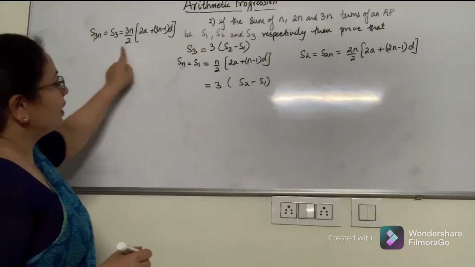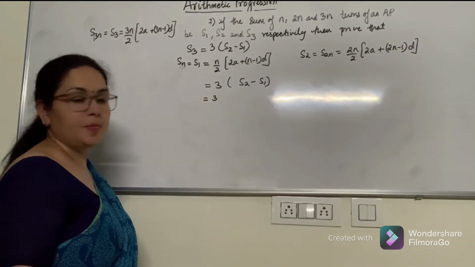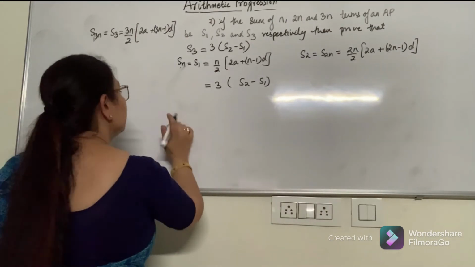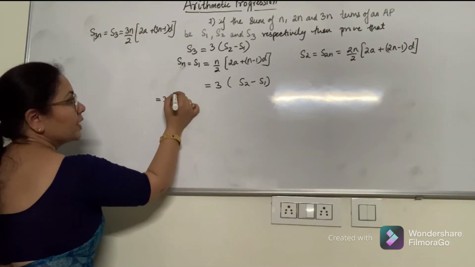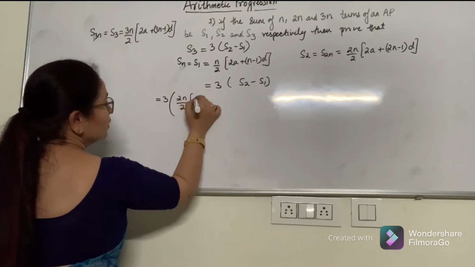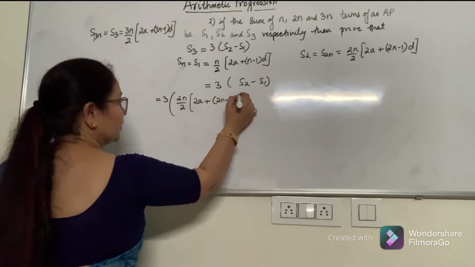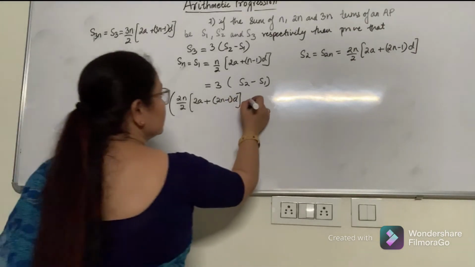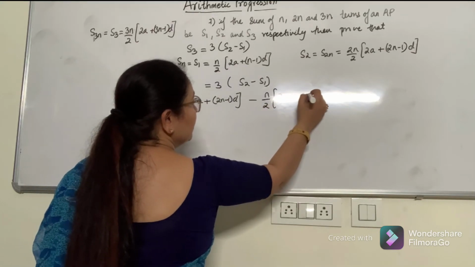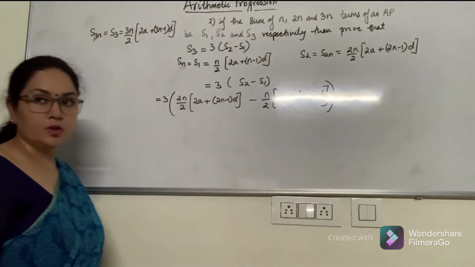So we'll check again and again when we'll be calculating this. So 3 thrice. I'll write it here. Okay, this is clear. So thrice S2 is what? S2 is 2n by 2, 2a plus 2n minus 1 d. And then minus S1, that is n by 2, 2a plus n minus 1 d. This is what we have to do.